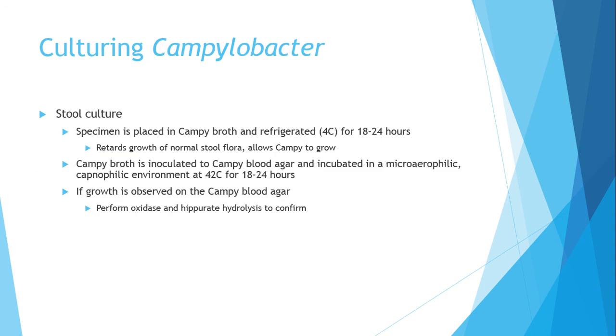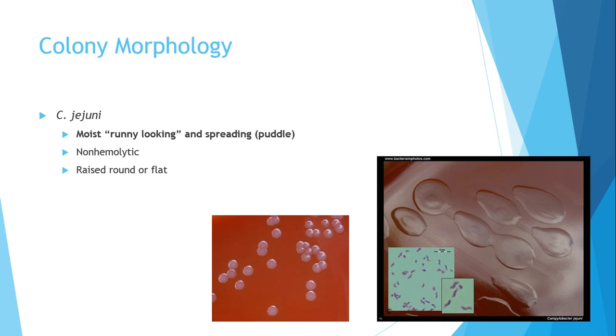And I think this is explaining what I just did. So Campylobacter jejuni on sheep blood agar plates, I describe it as like a puddle. It looks runny. It's non-hemolytic, raised, round, flat. So that's a good picture here.